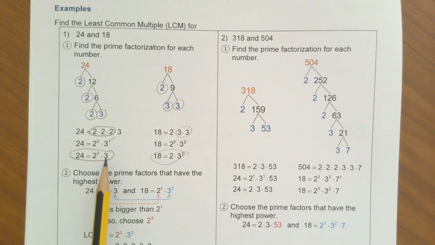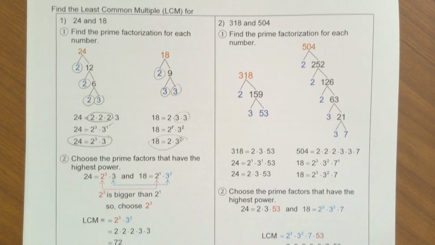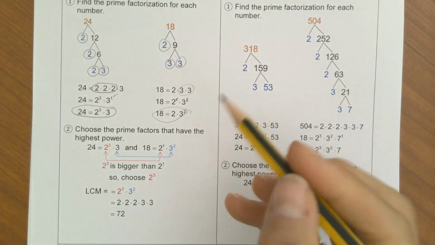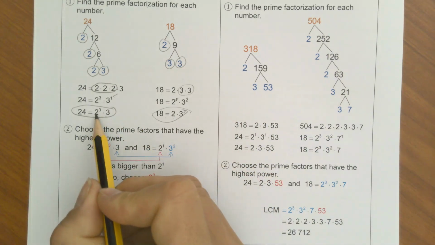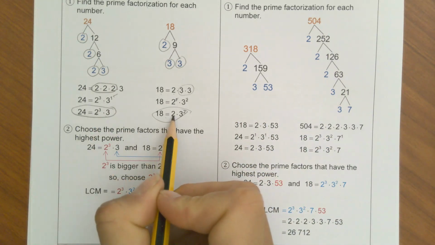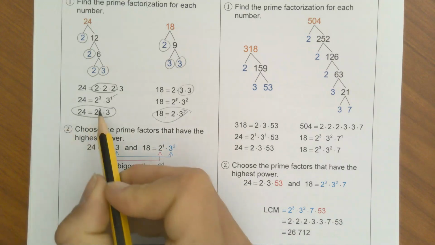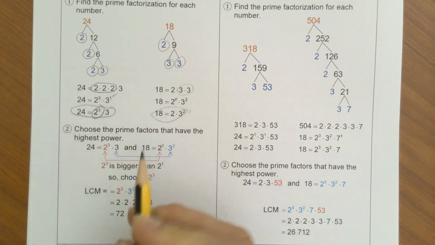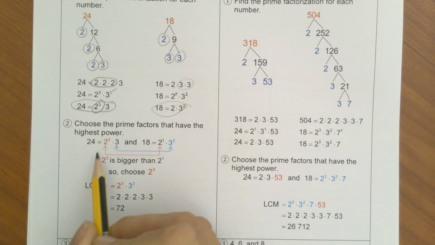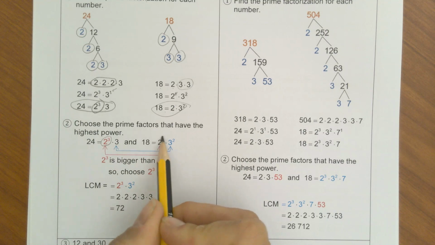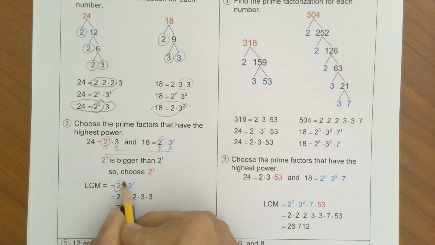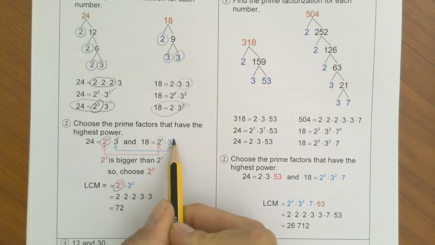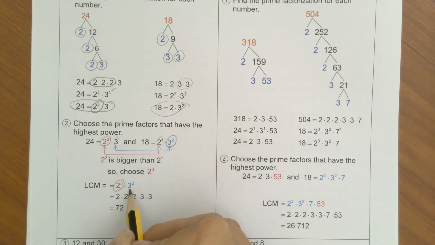So once we find the prime factorizations of both numbers, then we have to pick the highest power of each number. So here, 2. This has a 2 and this has a 2. Which exponent is bigger? The 3. This one has a 1 and this has a 3. So here, 2 to the 3 is bigger than 2 to the 1. So I'm going to choose 2 to the 3. Now we have 3 with a 1 and 3 with a 2. This is bigger, so I'm going to choose 3 to the 2.